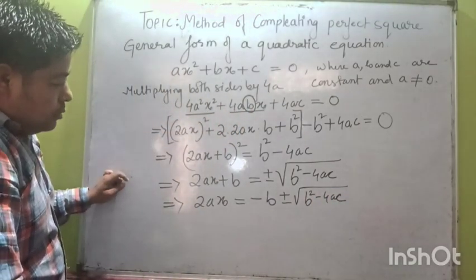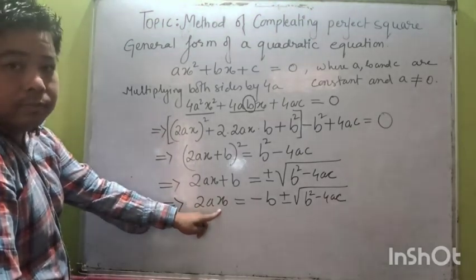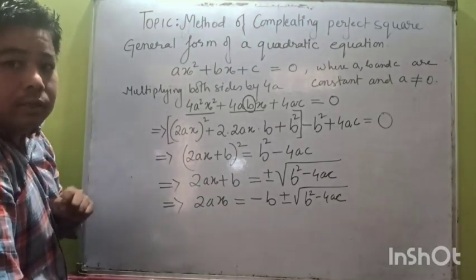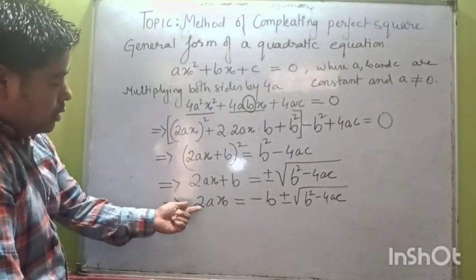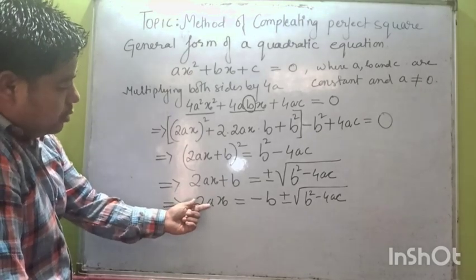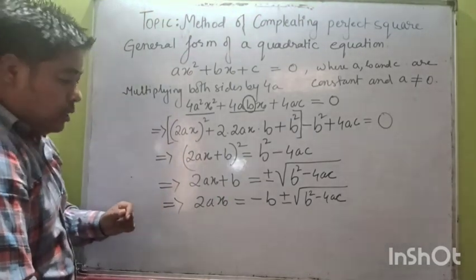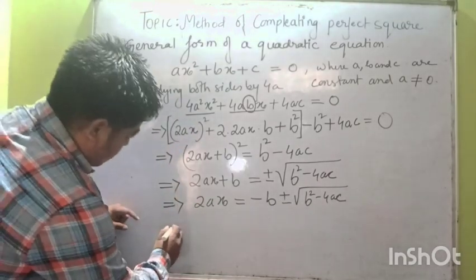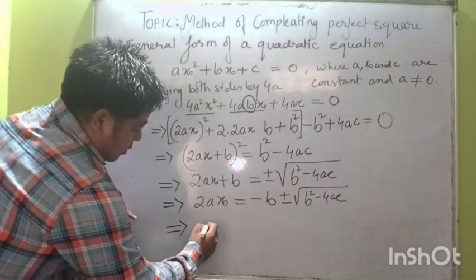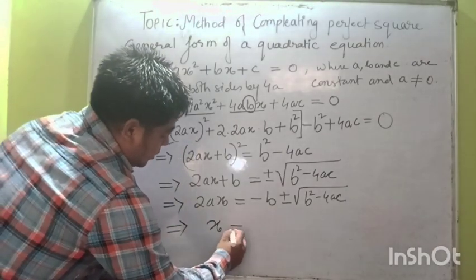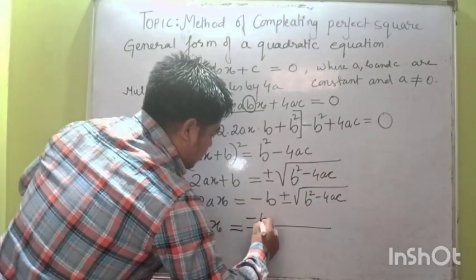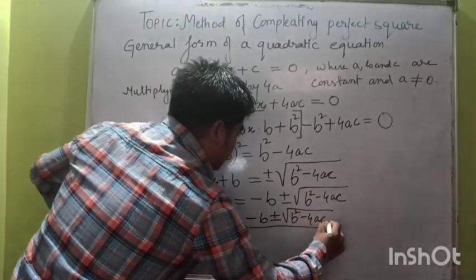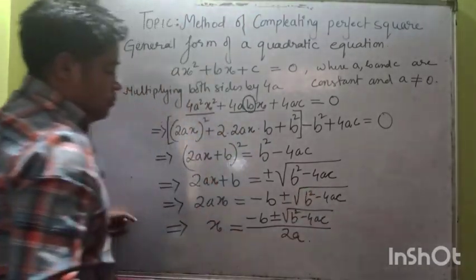Okay. So since I want to get the value of x, I need to transfer this 2a also to the other side of the equation. So when I transfer 2a to the other side of the equation, the 2a will be transferred to the denominator, as 2a is multiplying the variable x. Therefore, we get our value of x as minus b plus minus root over b square minus 4ac by twice a.